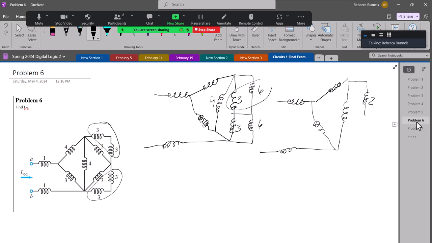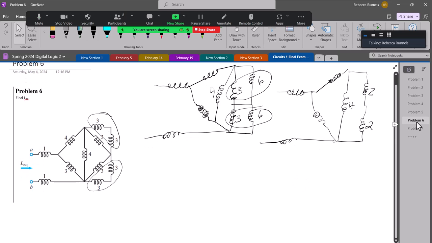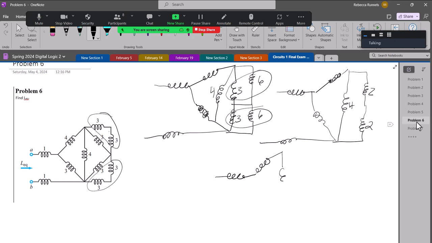So these two in parallel are 2 Henries. And these two in parallel are also 2 Henries. And that's in parallel with a 4 Henry inductor. So that's 4 Henries in parallel with 4 Henries. And whenever you have two things that are identical in parallel, product over sum will give you half the value. So a 4 in parallel with a 4 gives me a 2. And then I have a 4 here and a 3 here, and a 1 here and a 1 here.